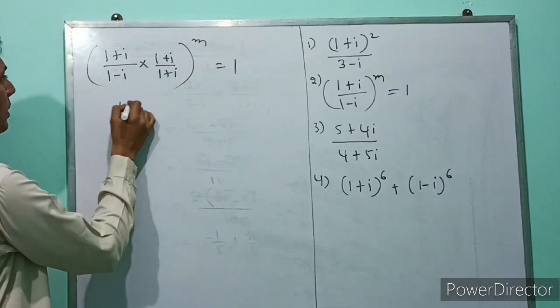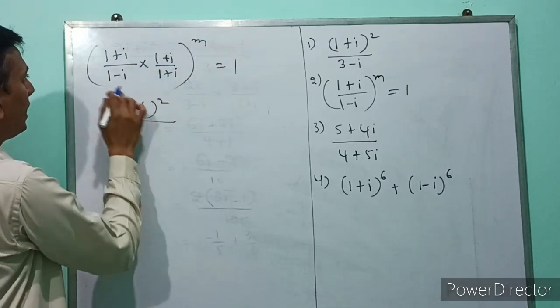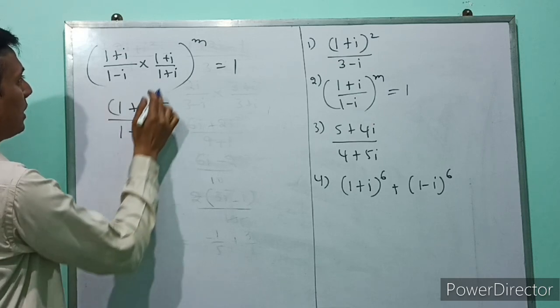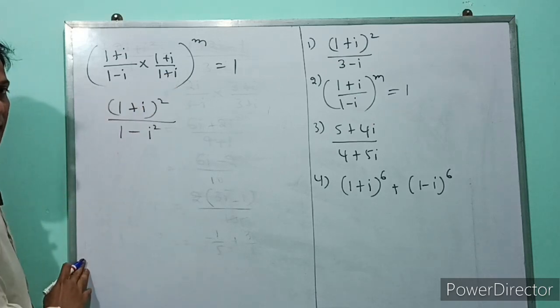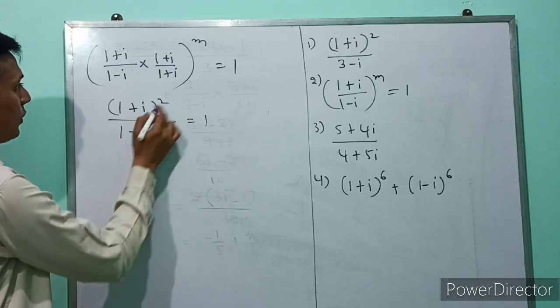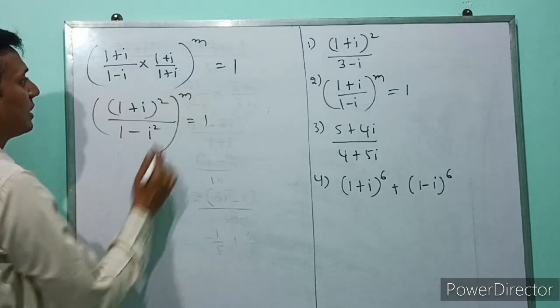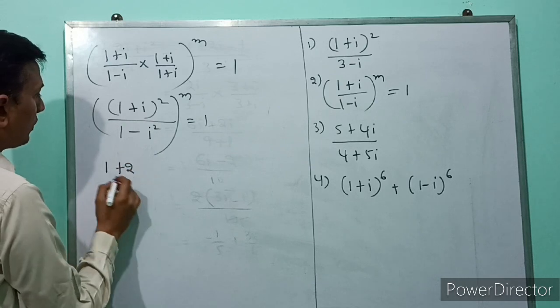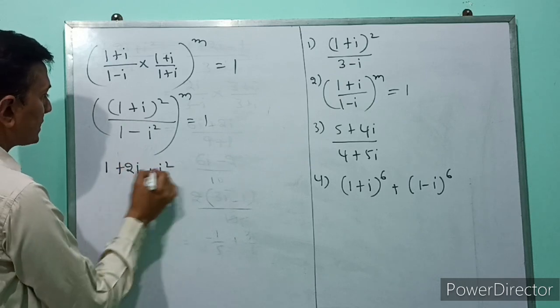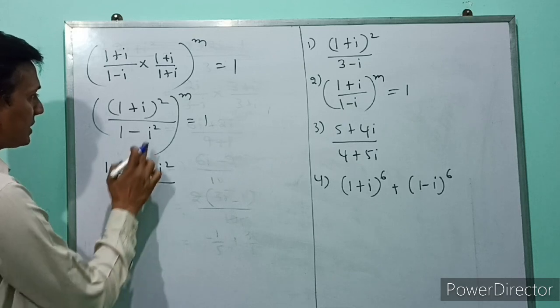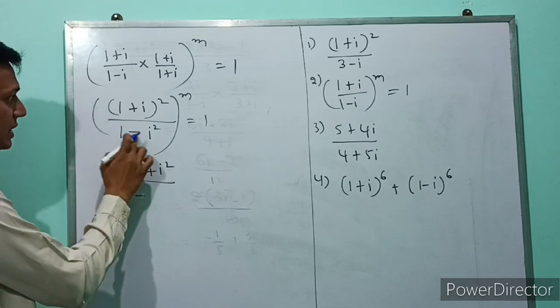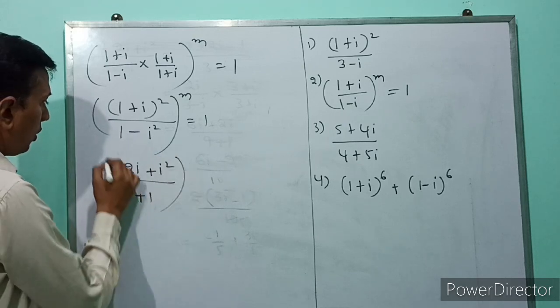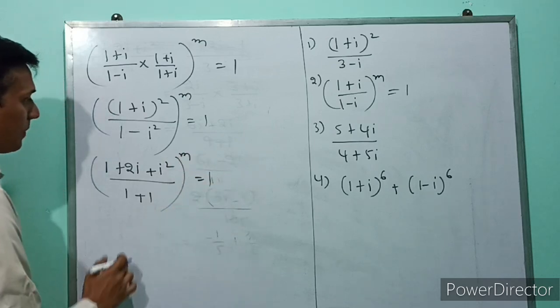Then when you rationalize, (1 plus i) whole square by (1 minus i) square is equal to 1. Now if you again raise to the whole power m, you should not forget that (a plus b) whole square, that means (1 plus 2i plus i square) by (1 minus i square), value is minus 1, minus into minus plus 1, whole power m is equal to 1.